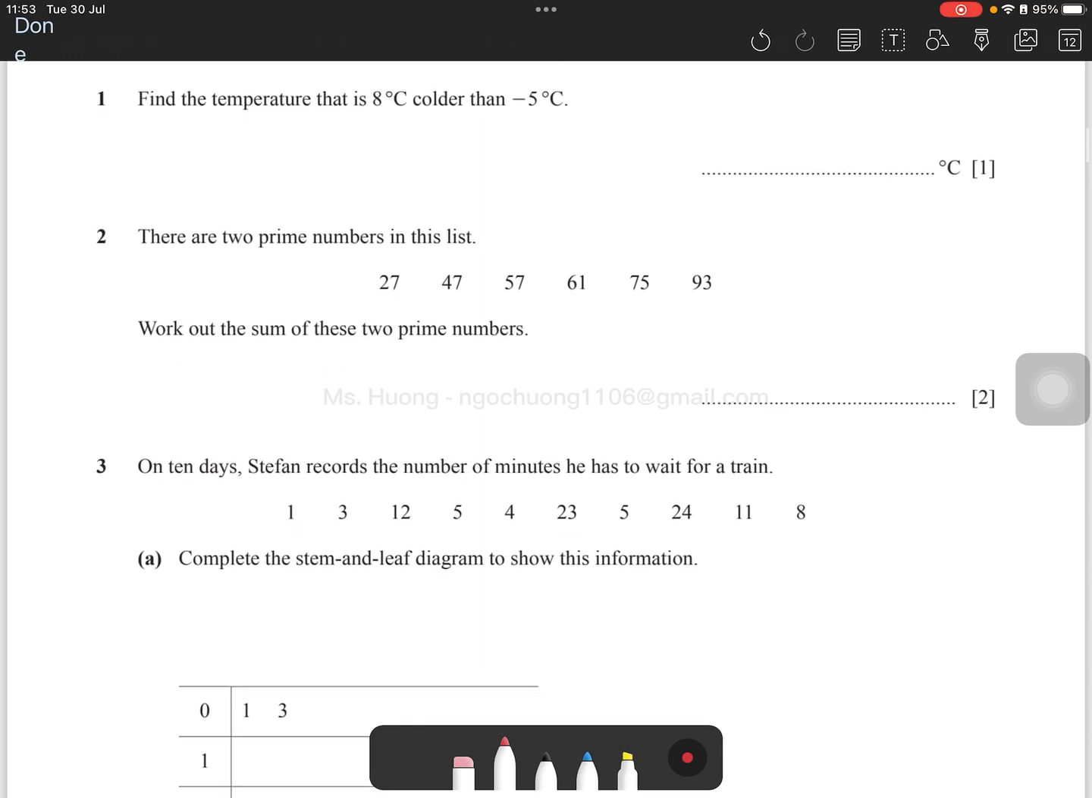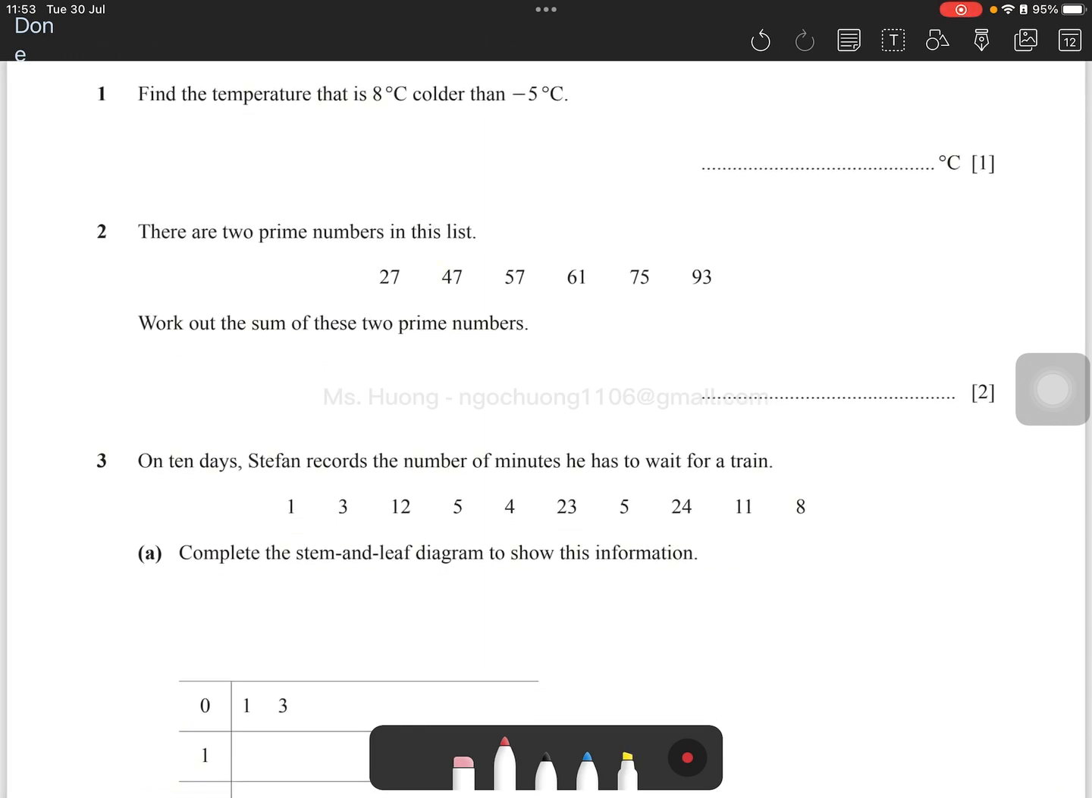Question 1. Find the temperature that is 8 degrees Celsius colder than -5 degrees Celsius, which means we start from -5. And if we want 8 degrees colder than this, we need to subtract 8 more. So the answer for this is -13 degrees Celsius.